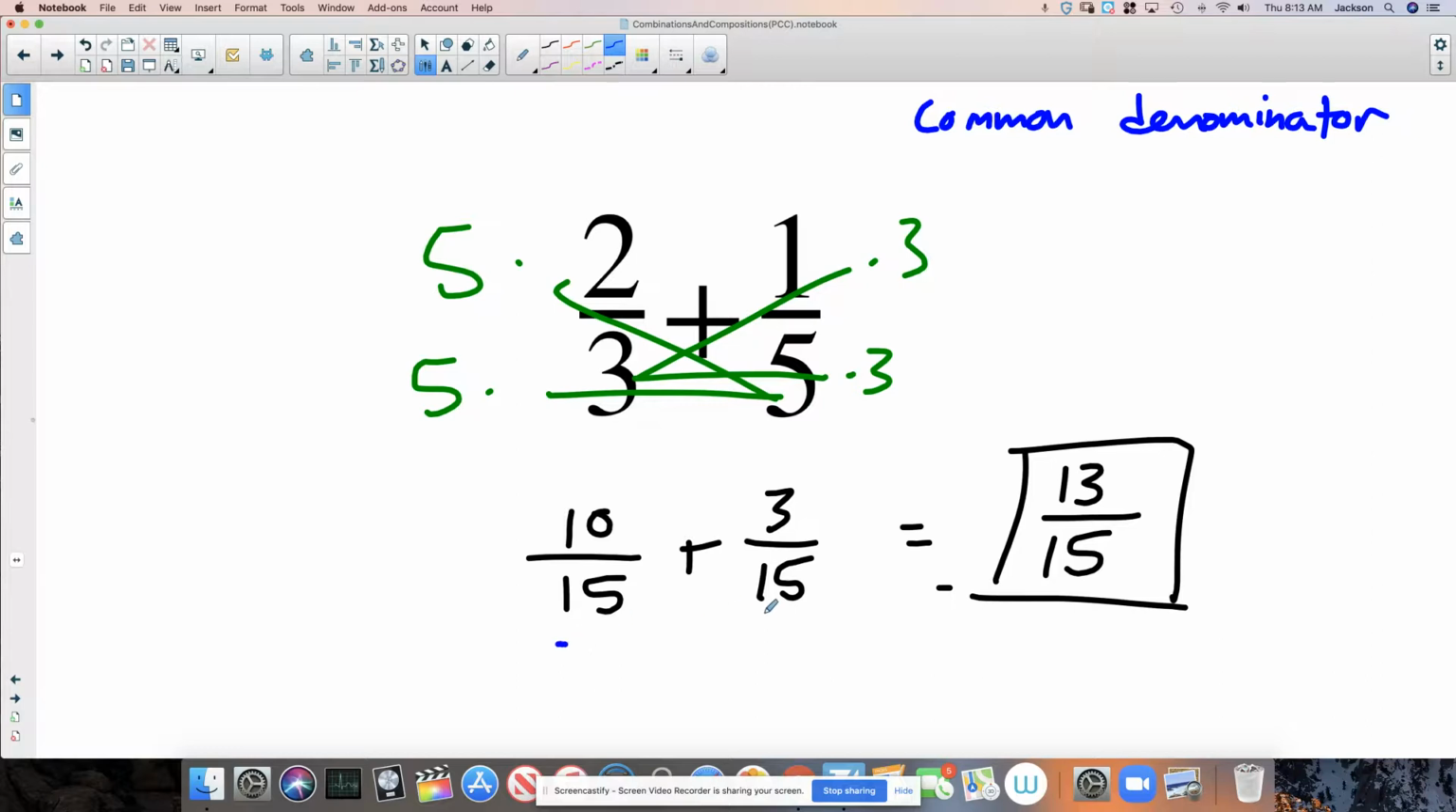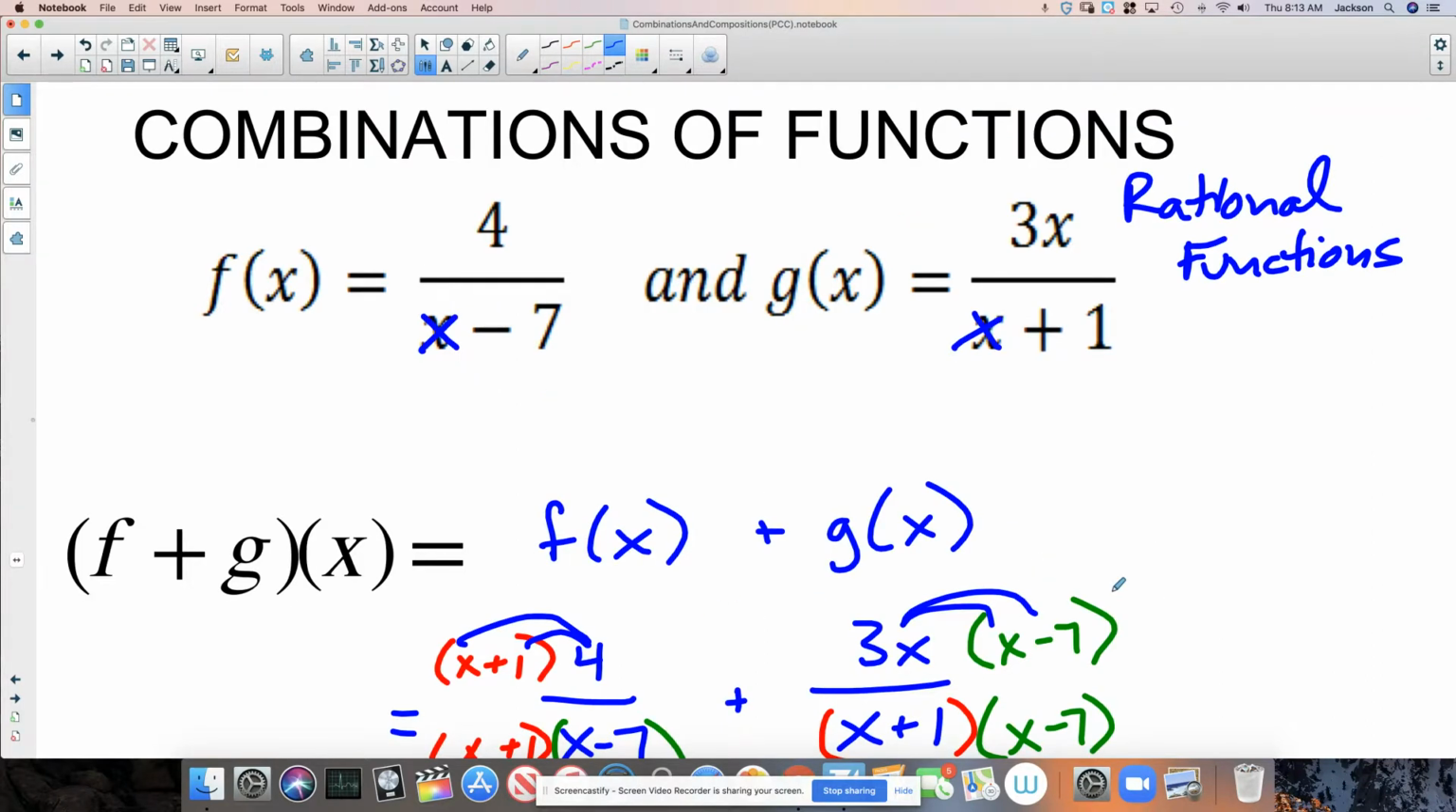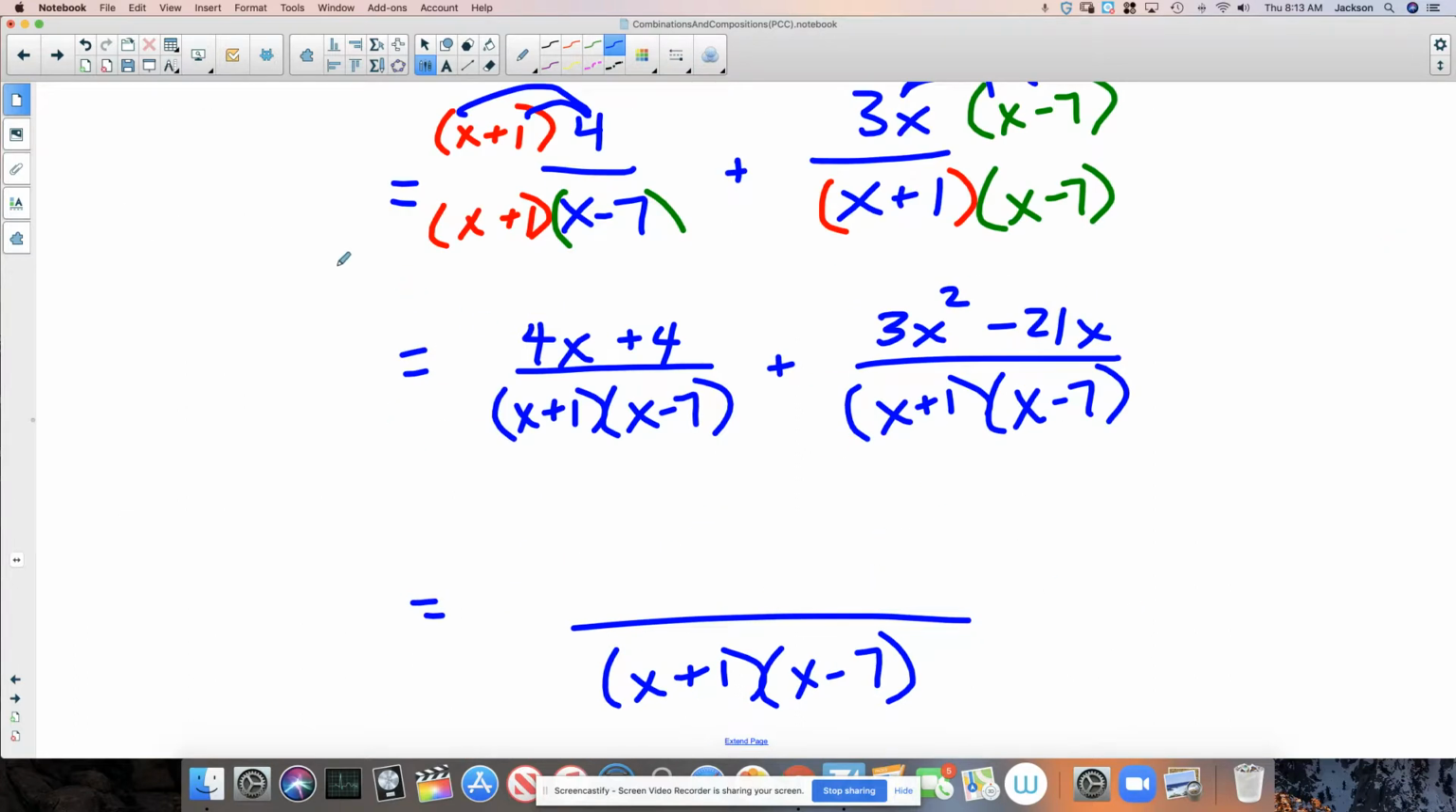I did 2/15 and still ended up with a 15th. So I'm doing the same thing here when I add these denominators, right? I'm not actually adding them, I'm just writing them once. But I am going to add this numerator with this numerator. Okay. And because it's addition, we have no issues.